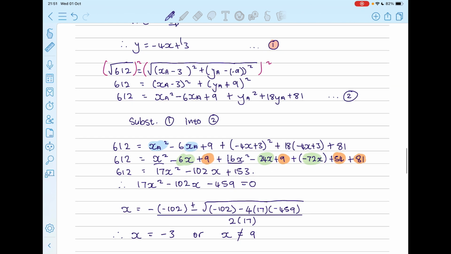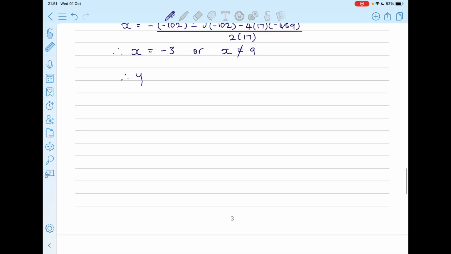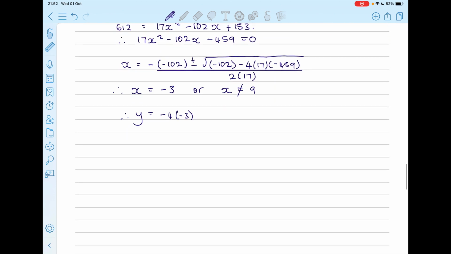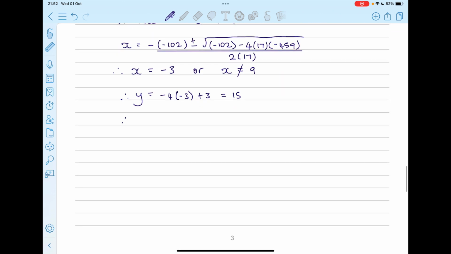So now if we know x is negative 3, we can substitute that into equation 1 to get the y value. So therefore, y is equal to negative 4, substituting x, I think it was plus 3, yeah. And here we get y is equal to 15. So therefore, wow, we finally reached the end. The coordinates of point A are going to be x is negative 3 and y is positive 15. And that is the final answer.